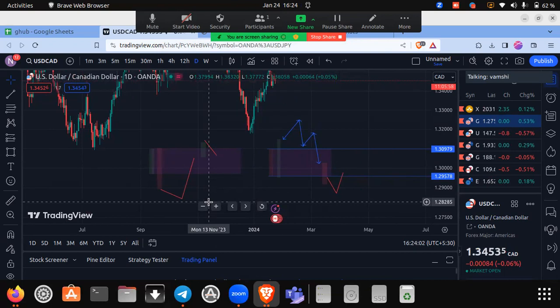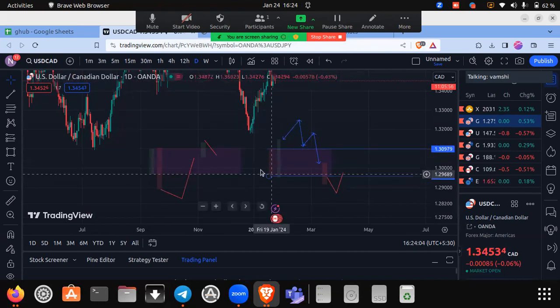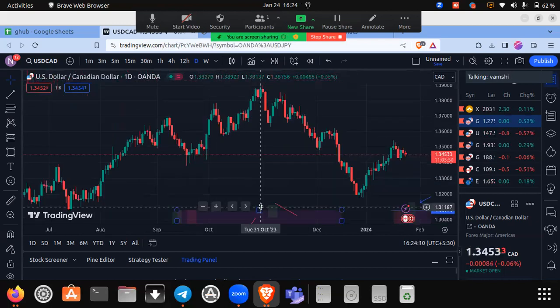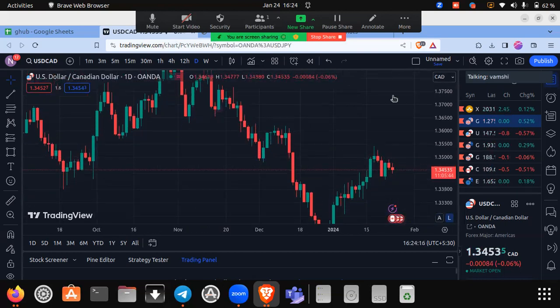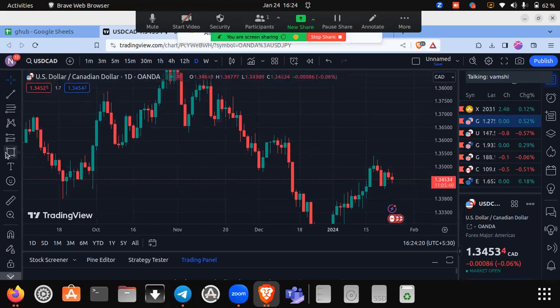I think you are clear with how to mark engulfing buy fail and engulfing sell fail. I will now show you live examples on how to mark engulfing buy fail and engulfing sell fail. To mark an engulfing buy fail, you should search for an engulfing buy which fails in future.